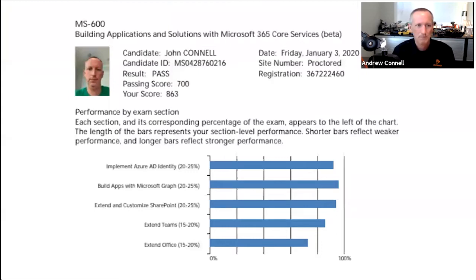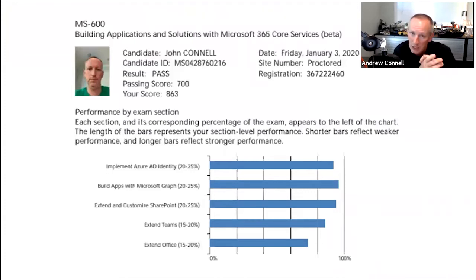Okay, so again, why would you want to trust me on this? Well, I've helped build the certification, but I've also taken the exam. I was not involved in writing any of the questions. I wasn't allowed to. That would have been a conflict of interest. But I was involved in helping figure out the topics that were going to be covered. These are the results from when I took it.